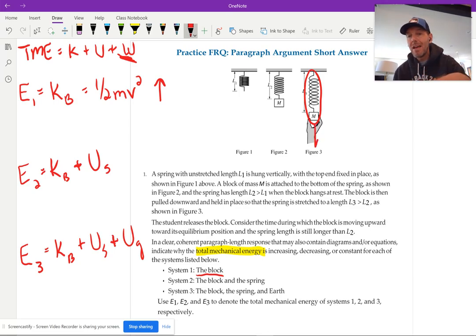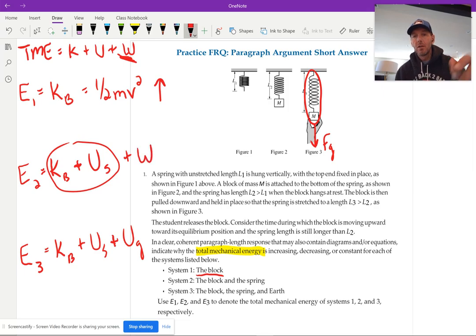We have the force of gravity on that system as the outside force. So we have these two plus work, right? Because force of gravity is doing work. So because the force of gravity is opposite the direction of motion, right? The block is moving upwards. That is a decrease in energy. So we're increasing in energy in the first one. We're decreasing energy in the second one.